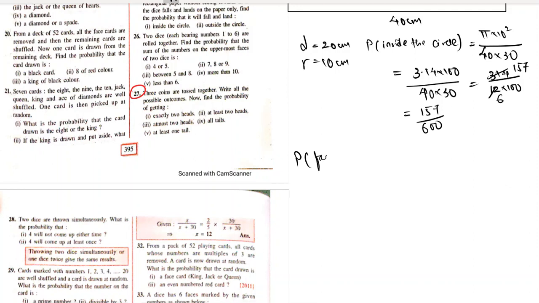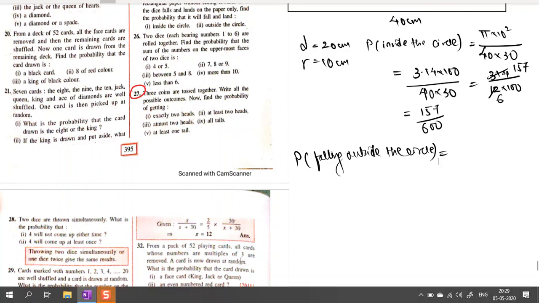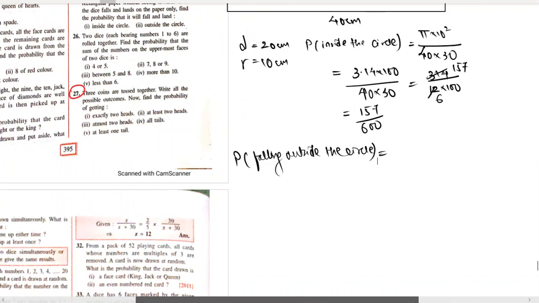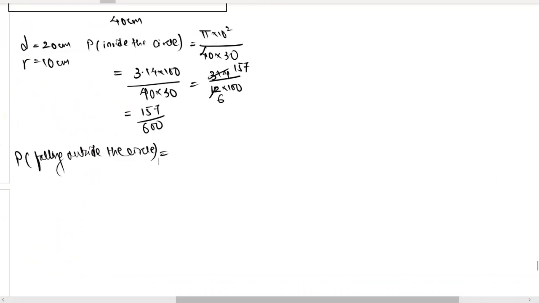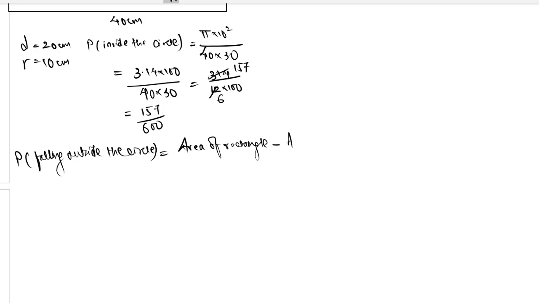Probability of falling outside the circle is equal to area of rectangle minus area of circle, upon total area, that is area of rectangle.